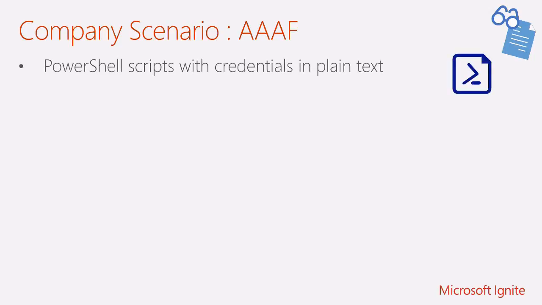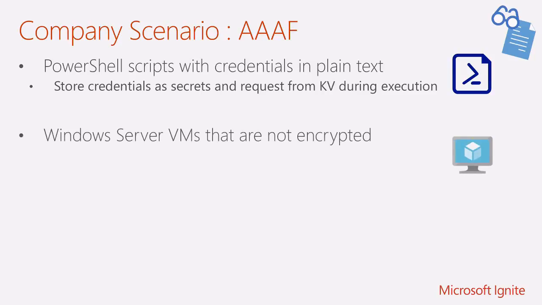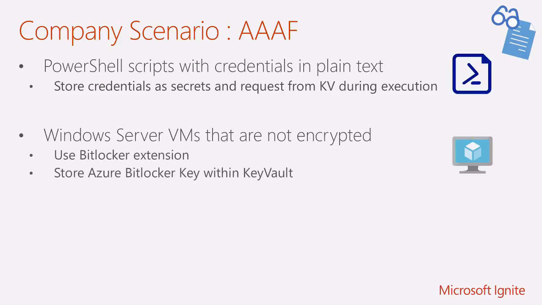So the first thing that we found is that they have a couple of PowerShell scripts, and in the PowerShell scripts, they have storage keys and credentials in there. And we said, okay, cool, we're going to take those credentials, put them up into Key Vault, and then call them during the execution. The second thing that we found is that their Windows servers are not encrypted. So we want to go ahead and use BitLocker to encrypt those VMs and store the BitLocker encryption key in the Key Vault for that.